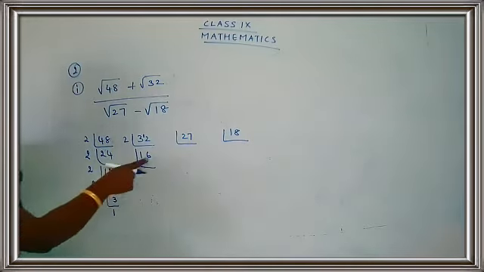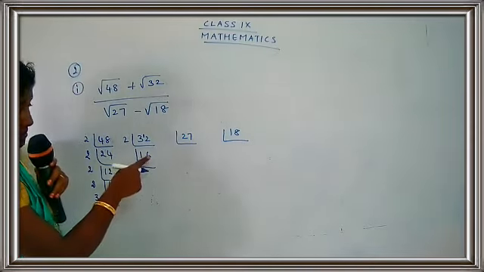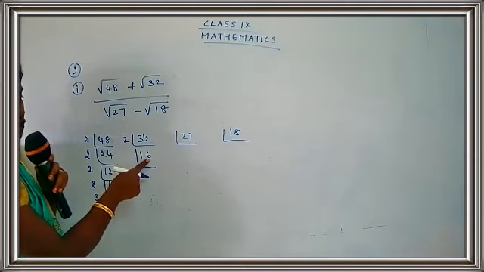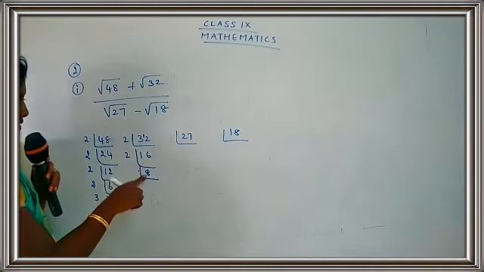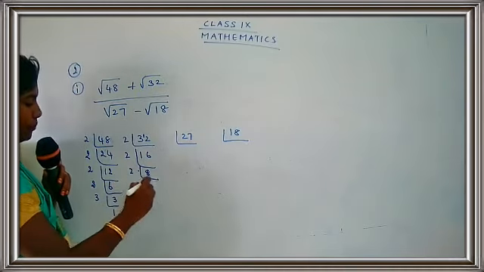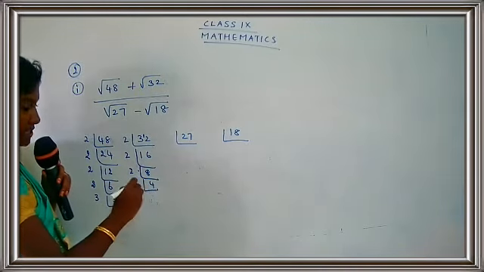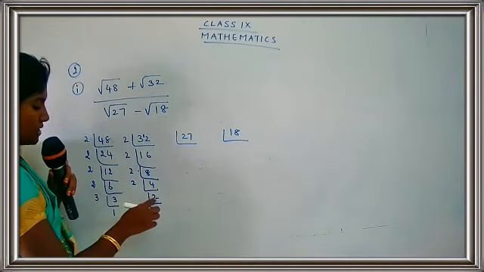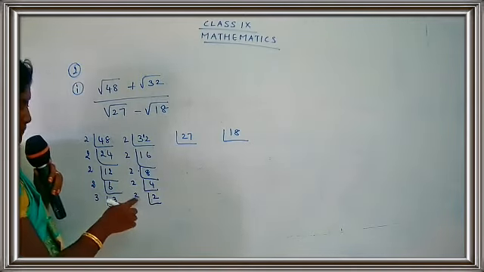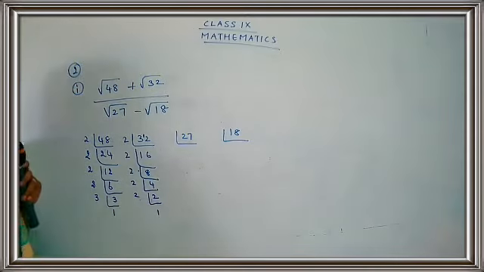So this is 6 here. The last digit is 6. This number is divisible by 2. So 2 eights are 16. 8 goes in the table of 2. 2 fours are 8. 4 goes in the table of 2. 2 twos are 4. 2 goes in the table of 2 and at the last you get 1.